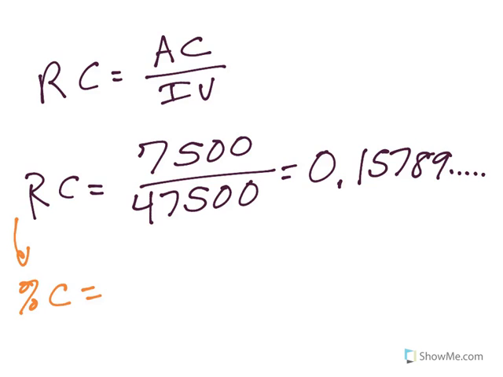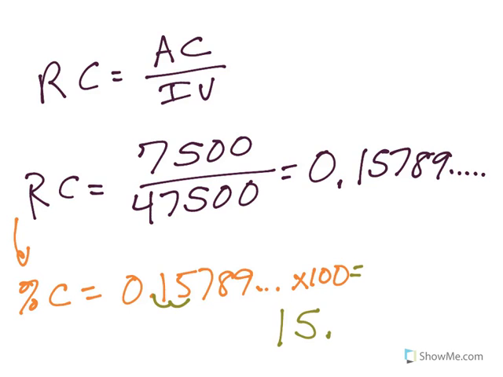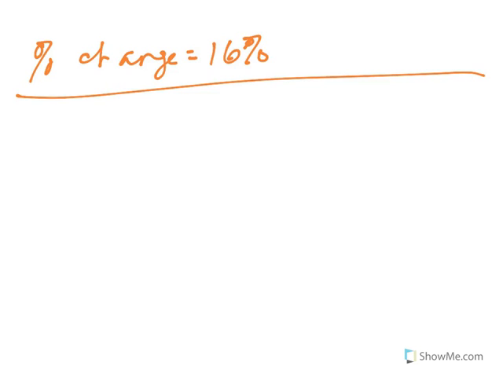So we're going to take that decimal and multiply it by 100, which essentially just moves the decimal 2 places, and gives me 15.789%. If we would round to the nearest whole percent, I would look here. 7 tells me to round up, so this rounds to 16%. So my percent change is 16%. Great. Now that's the calculating piece, but what does it mean?